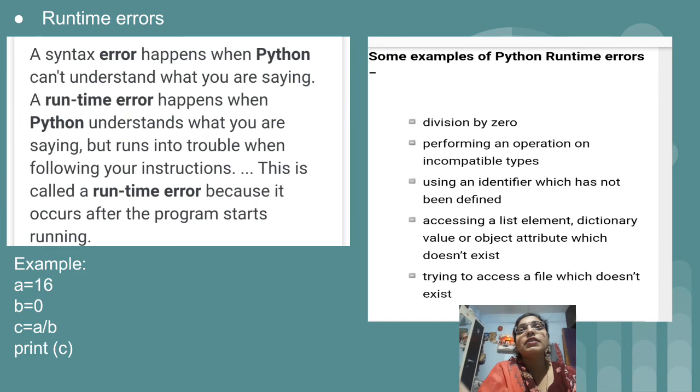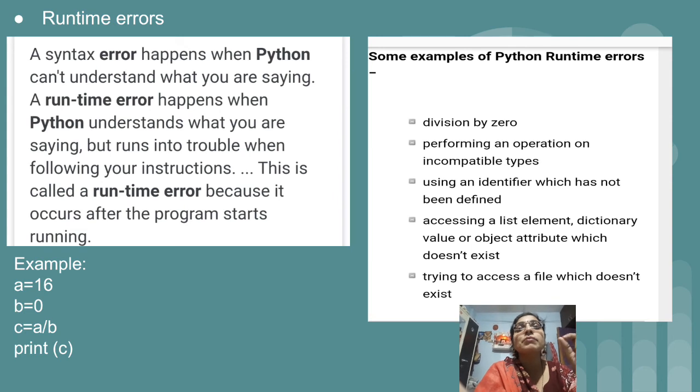After that we have runtime error. Syntax error happens when Python can't understand what you are saying, and runtime error occurs when Python understands what you are saying but runs into trouble when following your instructions. Python understands the exact meaning of your program, but during execution it gets confused. That is called a runtime error.